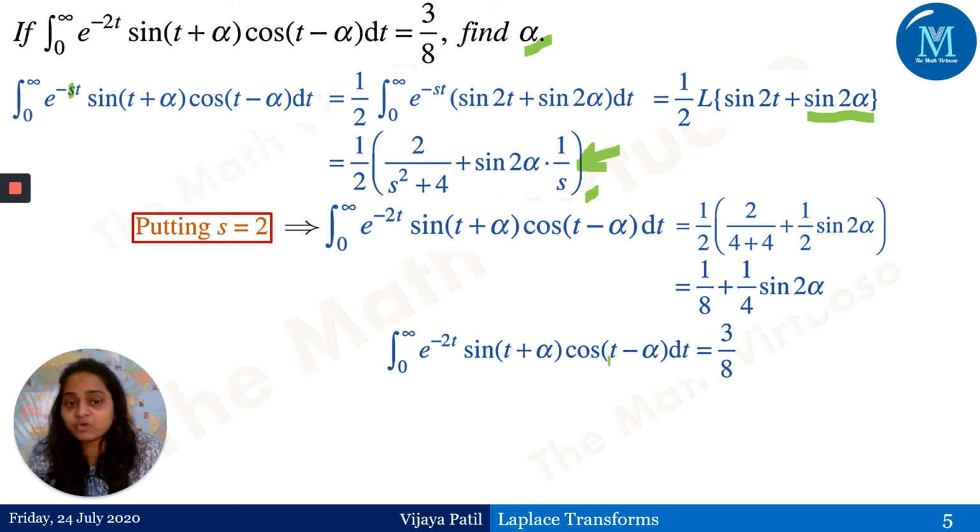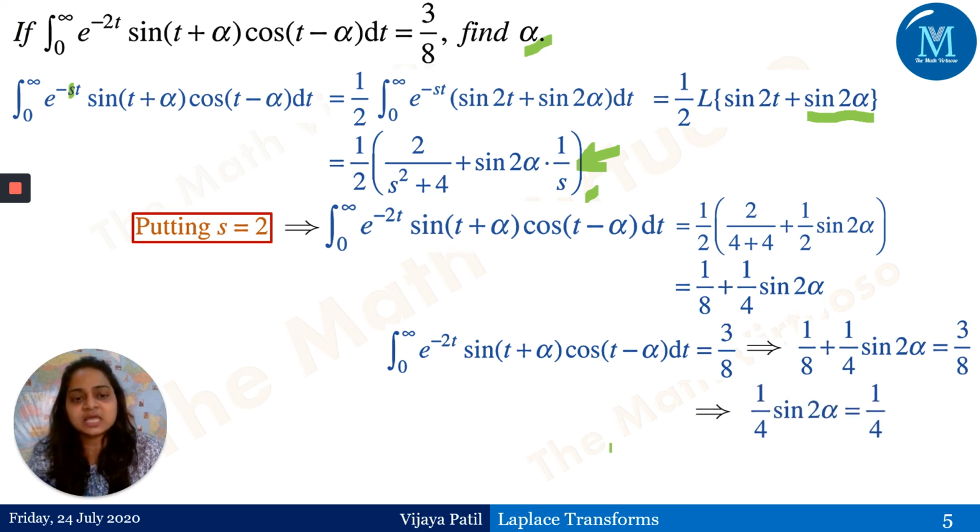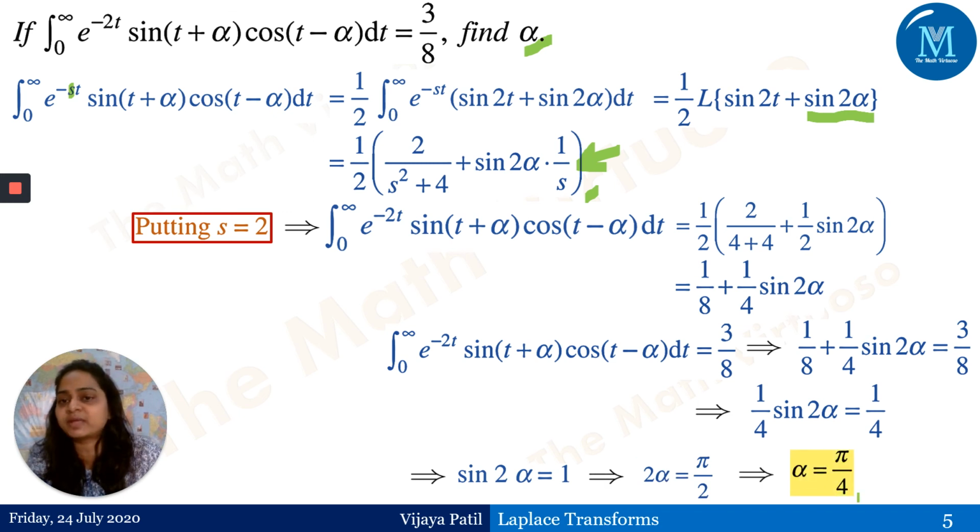But what is given to me? The integral from 0 to infinity of e to the power minus 2t, sine of this bracket cos of this bracket dt, is given to me as 3 by 4. So what will I do? I'll equate both sides. So it's 1 by 8 plus 1 by 4 times sine 2 alpha equals 3 by 8, and from there I will get my alpha as pi by 4.